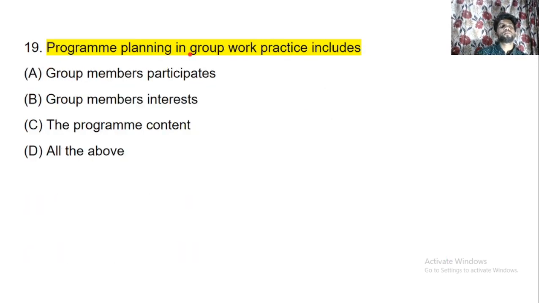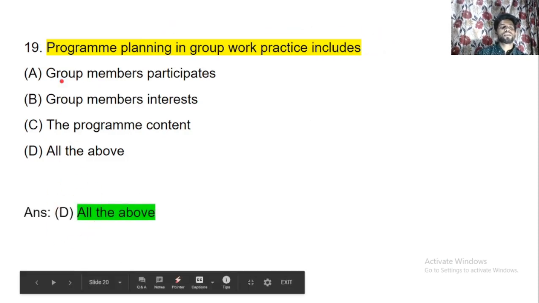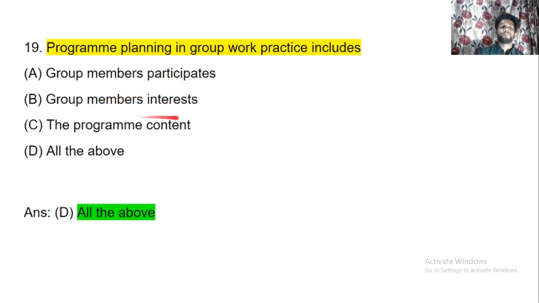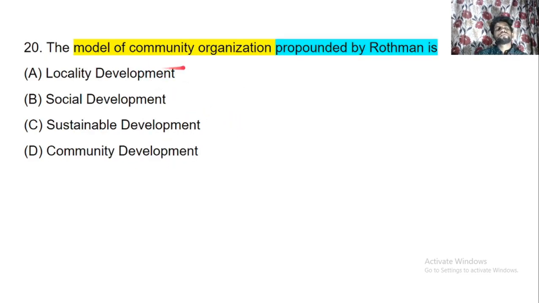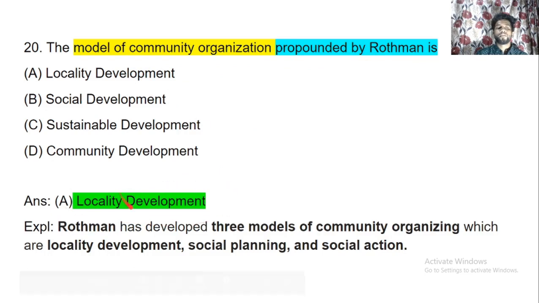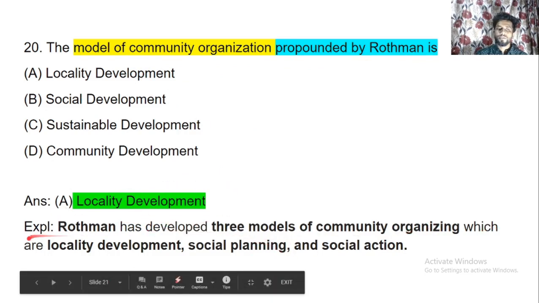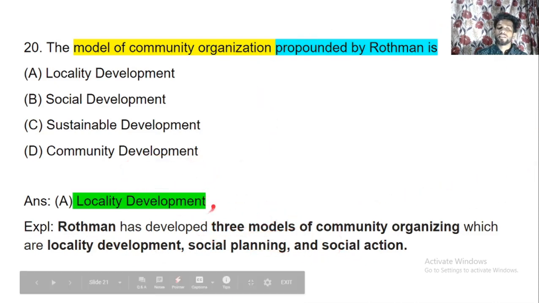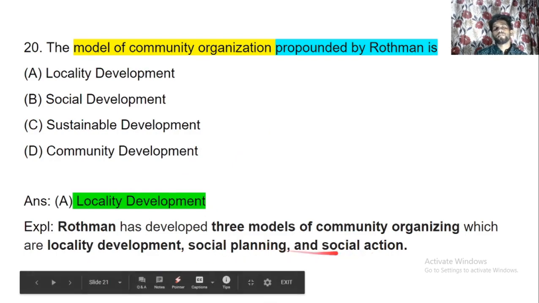Now next question, program planning in group work practice includes all of the above, because group members' participation is needed in group work practice, group members' interest is also needed, program content is also needed, so all of these are correct. Now the model of community organization propounded by Ross Murray: he developed the locality development model, and the other models of community organization developed by him are social planning and social action. So this will be your correct answer. If they ask what models he developed, you can say locality development, social planning and social action.